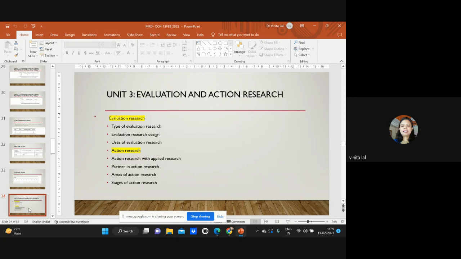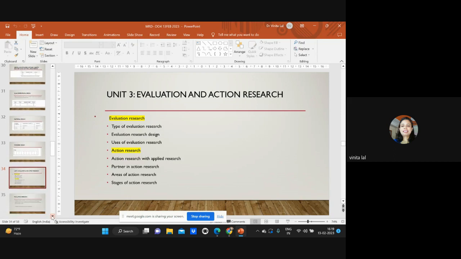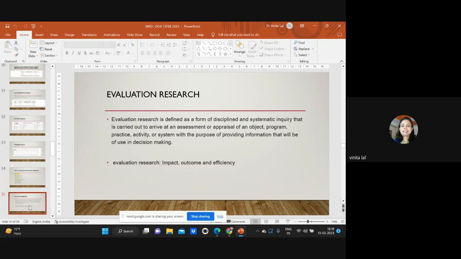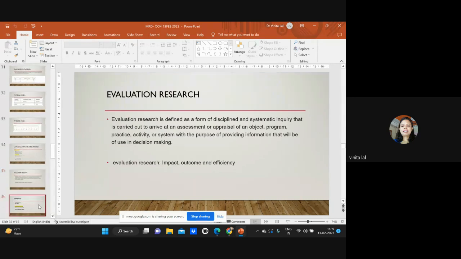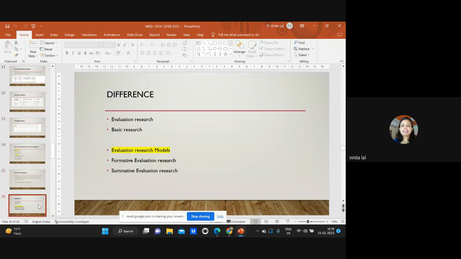We will discuss evaluation or action research later. I have told you the difference. Evaluation research models: formative evaluation research model and summative evaluation research model. I will tell you a little bit.